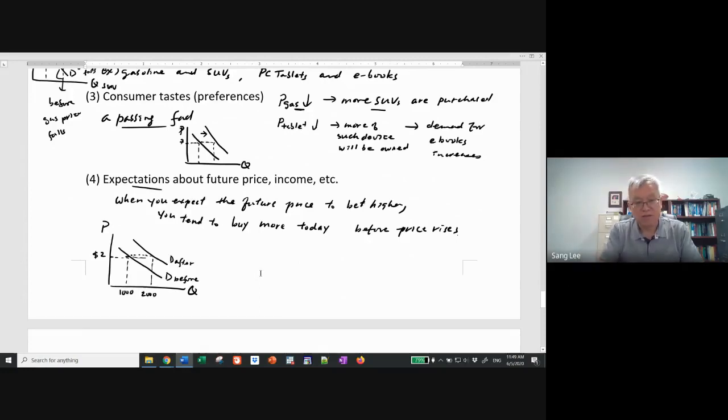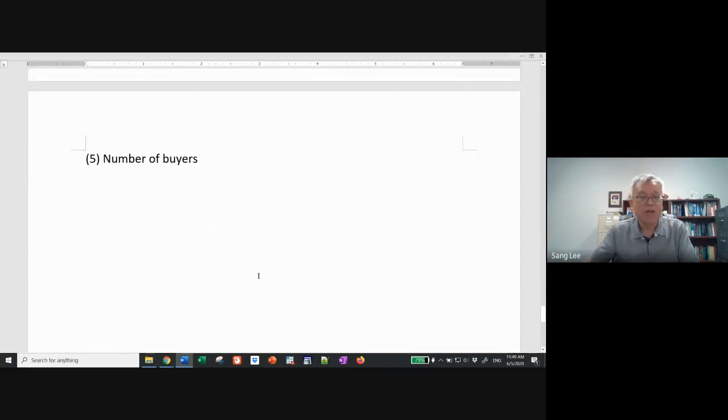Or income as well. If people are concerned about their job security, then even though their current income this month is exactly the same, as they are more and more concerned about their job security, they may reduce the purchase of something, even though the product price did not change. Okay. So finally, the number of buyers.